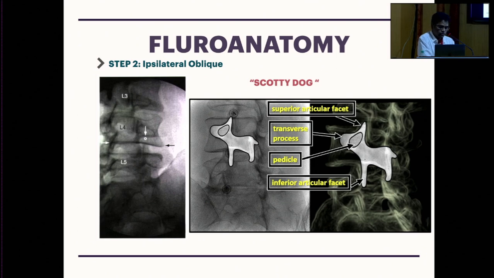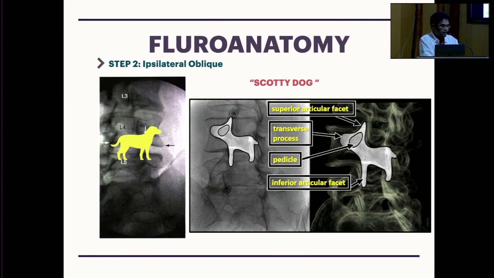In this case, we normally have a very good description of the Scotty dog. That means if you make an image like this, you can identify different structures accordingly if the anatomy is good enough. The superior articular facet can be identified as the ear on top, the transverse process is the nose, and the eye is the pedicle, which Dr. Debesh also described in relation to the medial branch or medial nerve. The inferior articular facet is the forelimb and hind limb, and the ear is the pars.